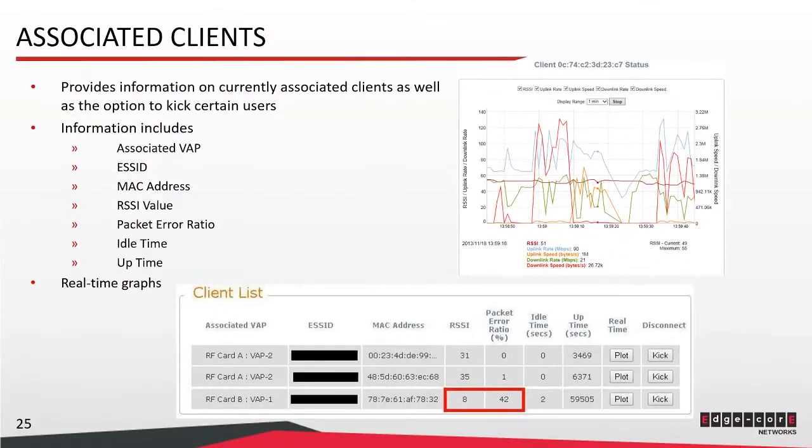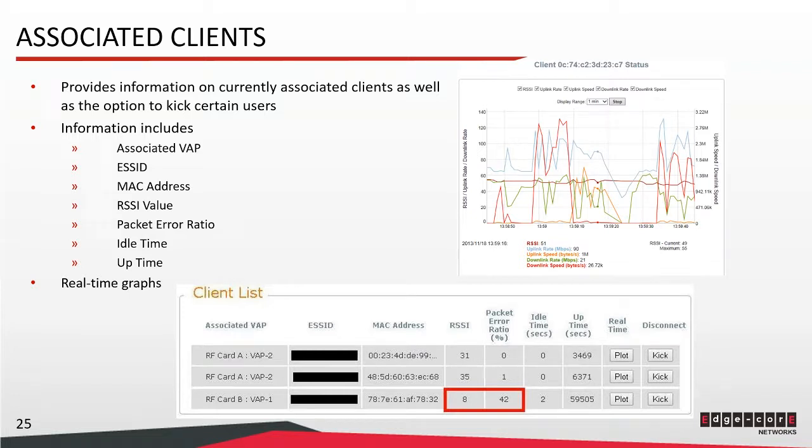Oftentimes you want to see which clients are associated to the AP. So you can go to the associated clients list, and you can see which VAP they're connected on, their MAC address, the RSSI, packet error ratio, idle time, and so on. Then you have the option to disconnect the user, and you can also see their information in real time. Again, there's a button that says plot that you can click on to see information about this user in real time.